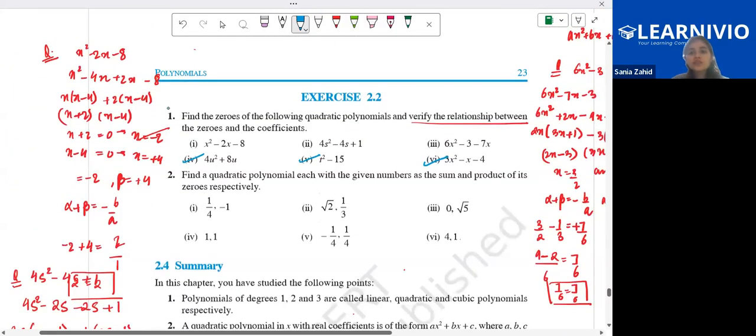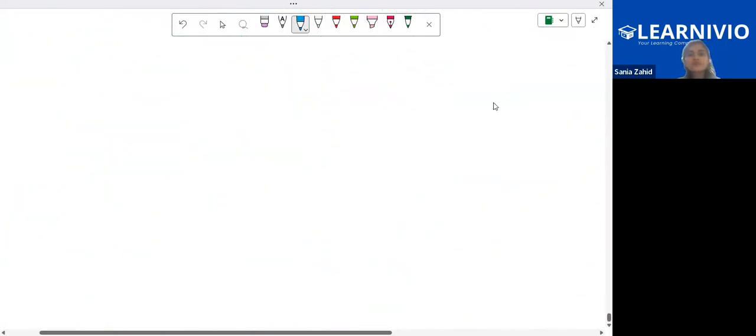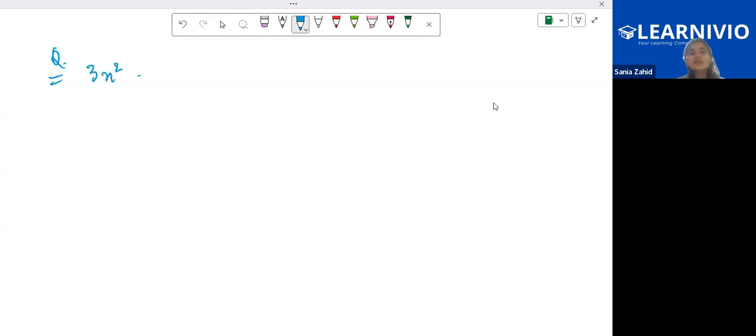Next is 3x square minus x minus 4. The question is 3x square minus x minus 4. Now, what will be the factors of this? 3x minus 4, x plus 1. How come? 3x square plus 3x minus 4x minus 4.